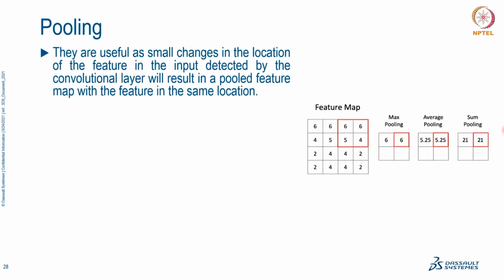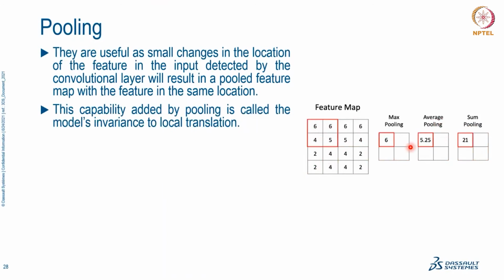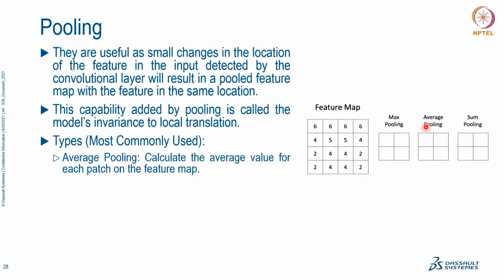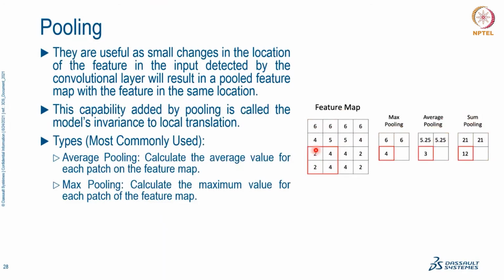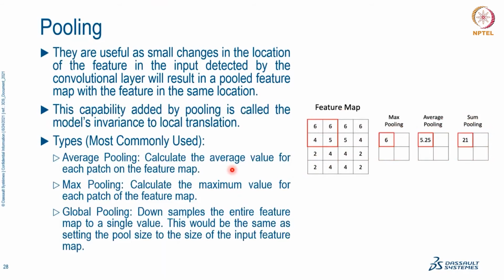Same thing for minimum, averaging and summing. For summing, all these values would be summed. For average, all these four values will be averaged. And these are the values that we get after applying the max pooling, average pooling, or sum pooling layer on this particular feature map. These are the most commonly used pooling layers. There are more advanced types also available, but majorly max pooling or average pooling is used.